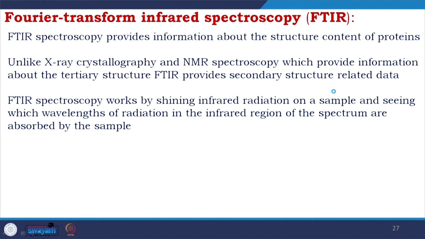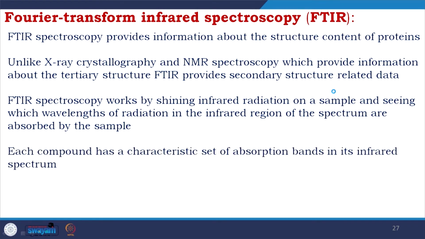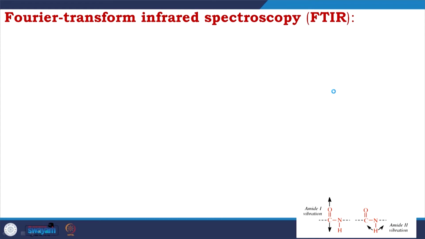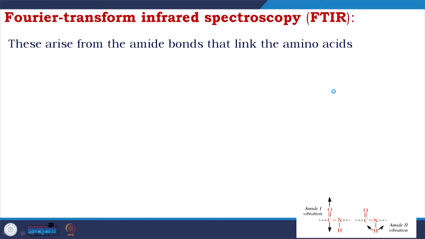FTIR spectroscopy works by shining infrared radiation on a sample and seeing which wavelengths of radiation in the infrared region of the spectrum are absorbed by the sample. As we have discussed in general in the IR, each compound has a characteristic set of absorption bands in its infrared spectrum. Characteristic bands found in the infrared spectra of protein and polypeptide include amide 1 and amide 2 bands. And now the amide 1 and amide 2 bands arise from the amide bond that links the amino acids.